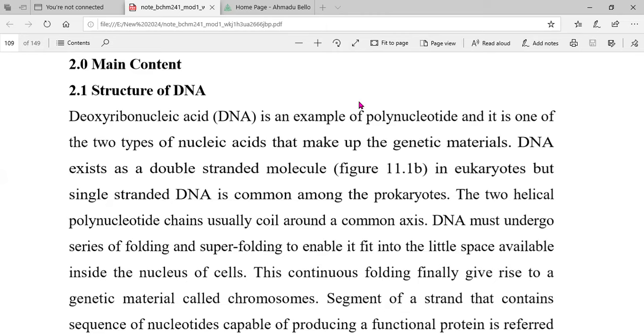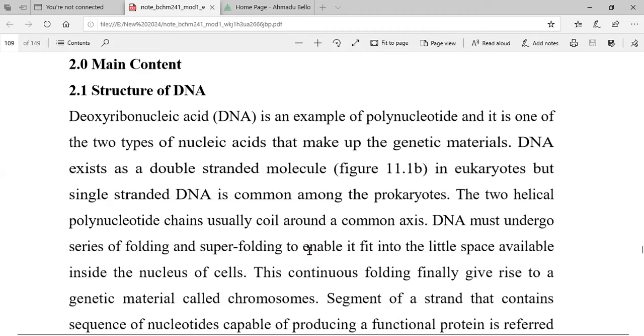these nucleic acids undergo. So we have DNA, which is an example of a polynucleotide, and it is one of the two types of nucleic acids that make up the genetic materials. DNA exists as a double-stranded molecule, which we shall see in the figure below, in eukaryotes, but it can be a single-stranded molecule among some prokaryotic organisms. The two helical polynucleotide chains usually coil around a common axis.